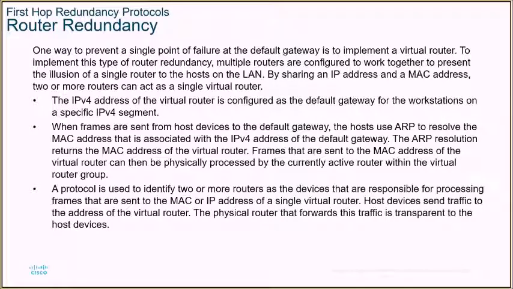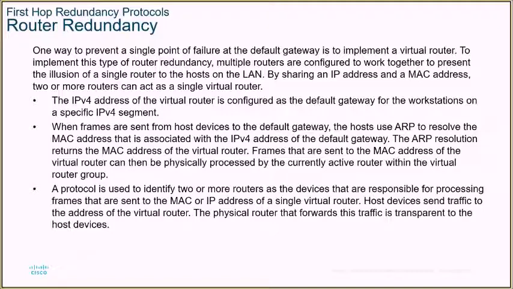So the IPv4 address of the virtual router is configured as the default gateway for the workstations in a specific IPv4 segment. When frames are sent from host devices to the default gateway, the hosts use ARP to resolve the MAC address that is associated with that IPv4 address for the gateway. The ARP resolution returns the MAC address of the virtual router. Frames that are sent to the MAC address of the virtual router can be physically processed by the currently active router within the virtual router group.